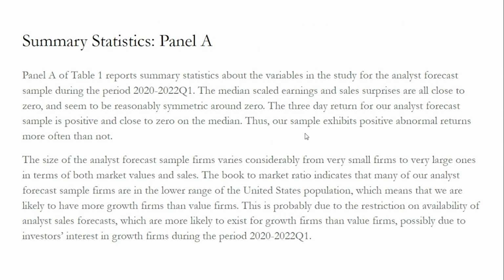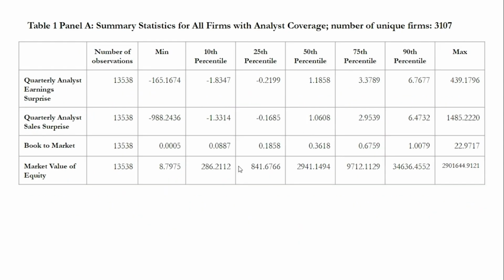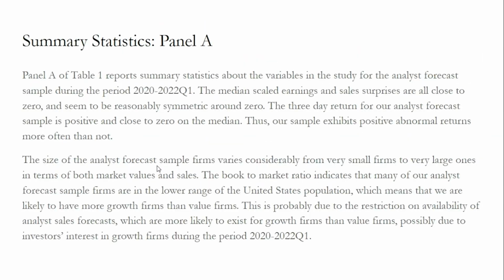The size of the analyst forecast sample firms varies considerably from small firms to very large ones in terms of both market values and sales. If we go back to the market value of equity, we can see our minimum firm is about $8.79 million, and our maximum firm is 2.9 billion. So sure enough, that is a very large range, from 8.7 million to 2.9 billion. Okay, the book to market and sales is actually not in the model, but we want to add it in the future. So there should be a period here after market values, and not include sales.